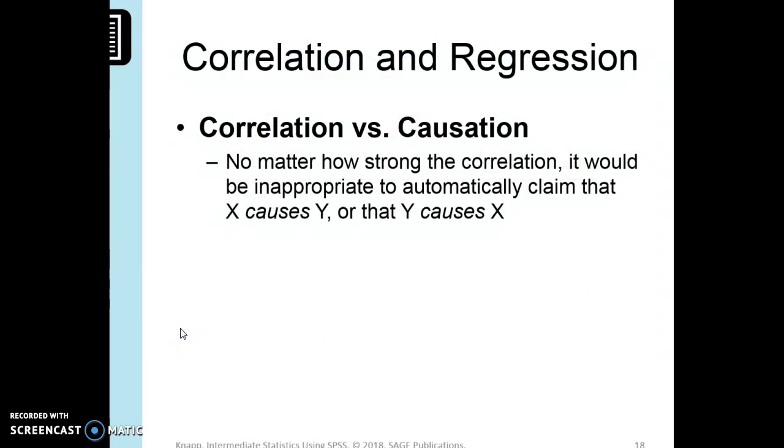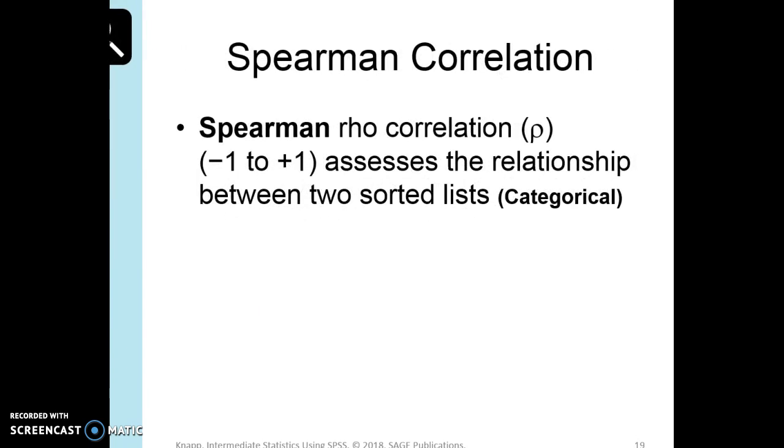Do not get correlation confused with causation. You can't say, because you have a correlation, that it was the cause of something. Do not put the word cause in any of your hypotheses. Do not talk about cause in your dissertation. No, that's out.